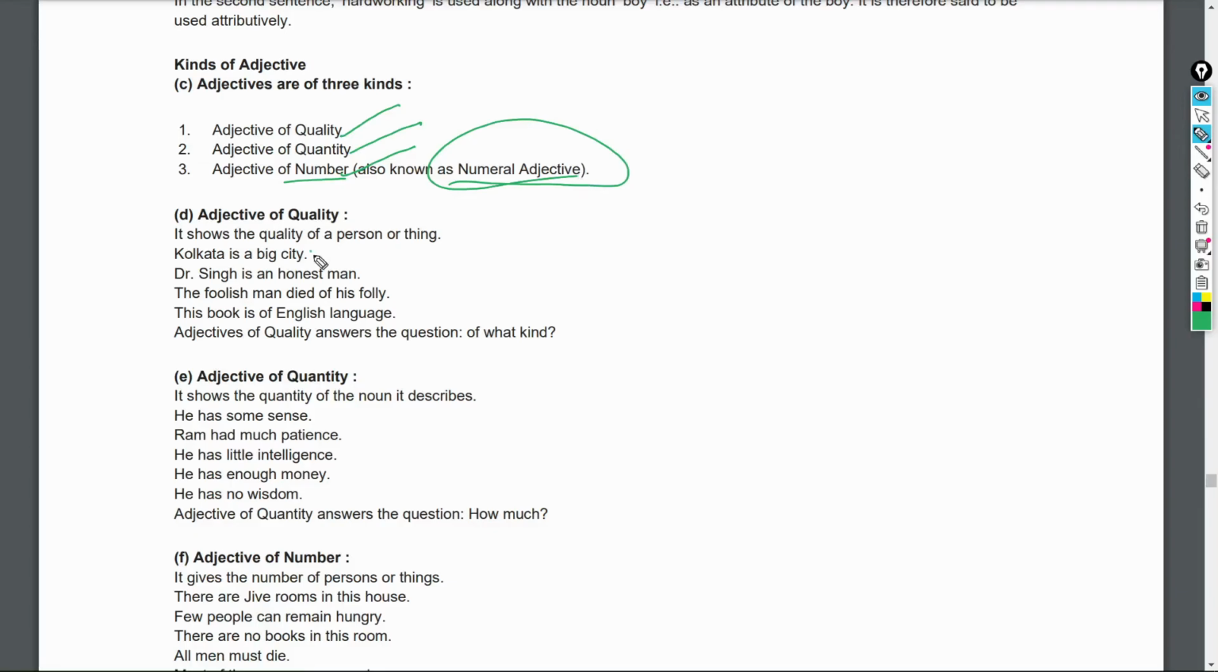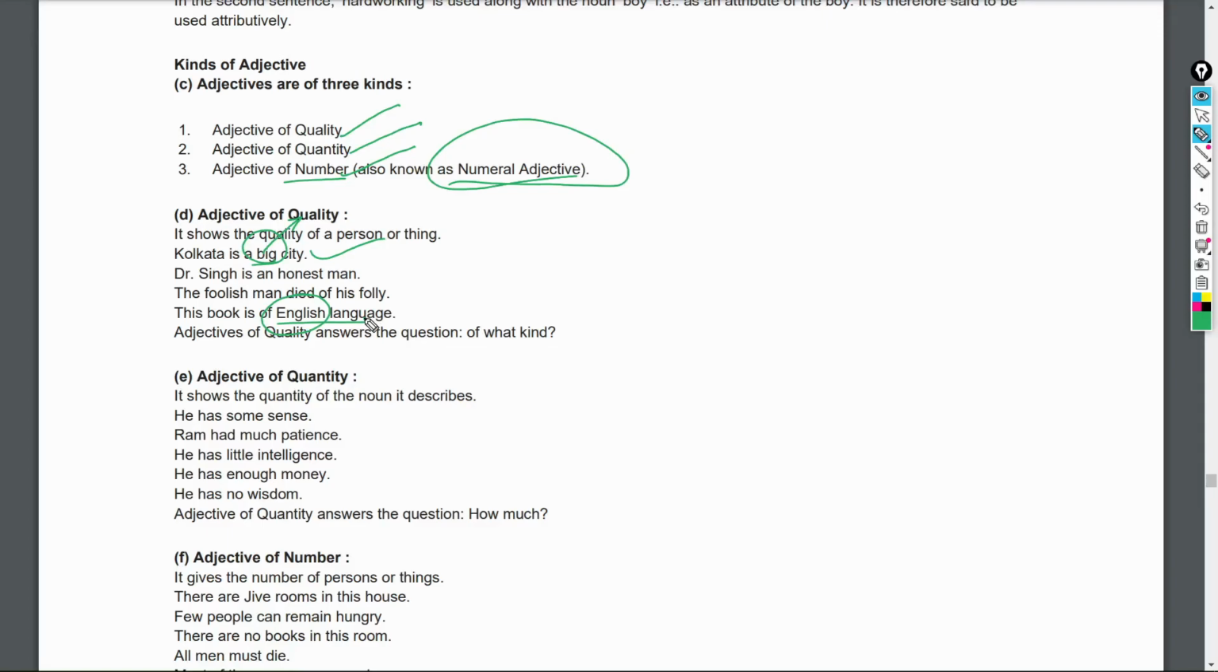Calcutta is a big city, right? Calcutta is a big city. So it is the adjective of quality. So the word big actually talks about the quality. The book is of English language, means it talks about what, it talks about something about the language. So it is English. That means it is related to the quality.